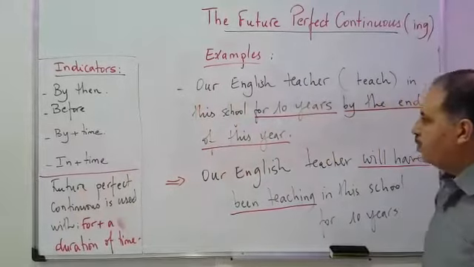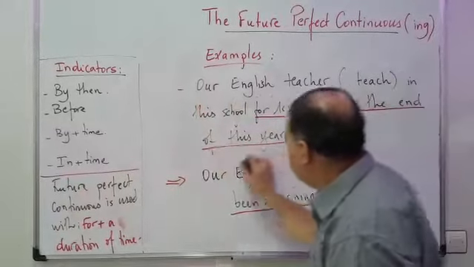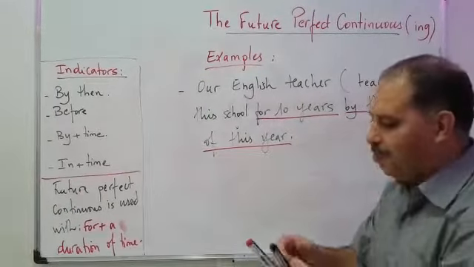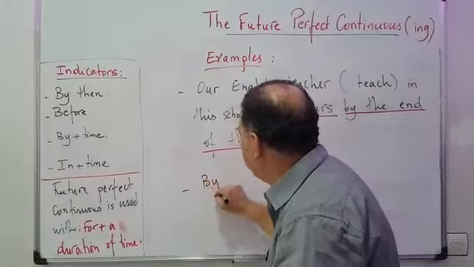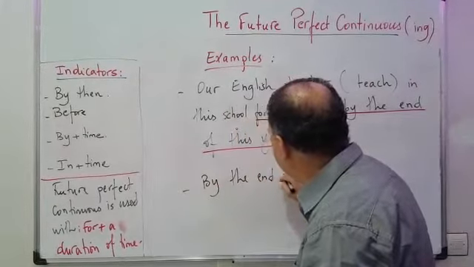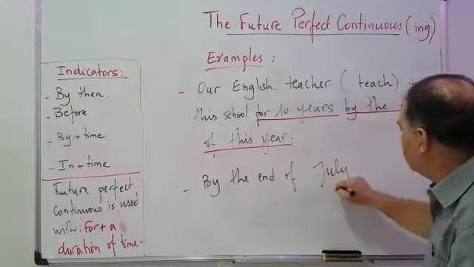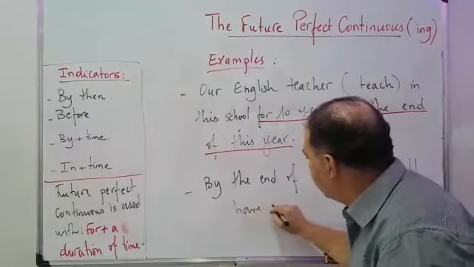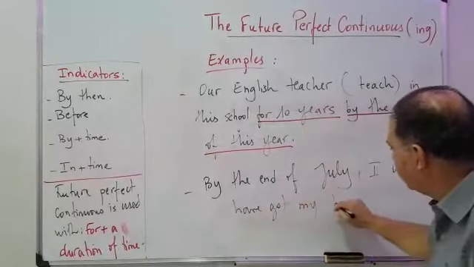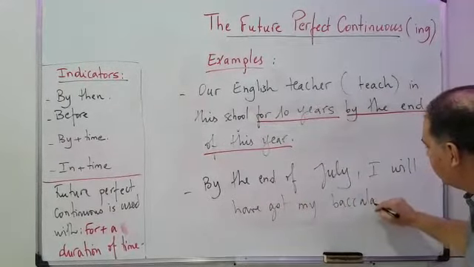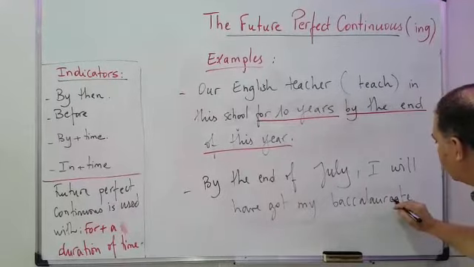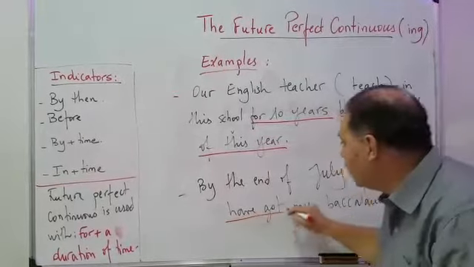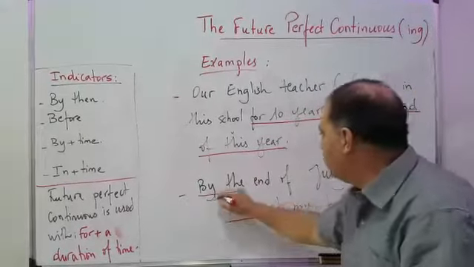So I hope I can give you another example which can go with your dreams, for example. Okay, so we can say by the end of July I will have got my baccalaureate. My baccalaureate. Okay. So this is what? This is future perfect simple. And the indicator is by the end of July.